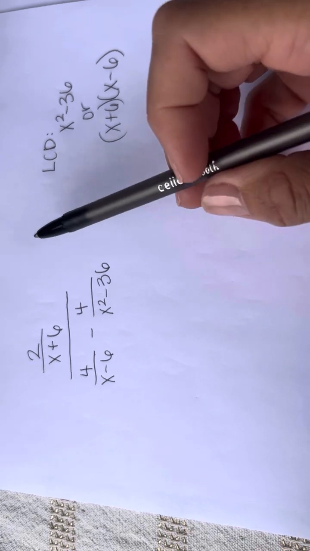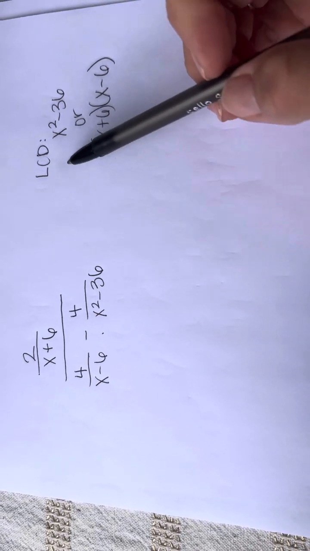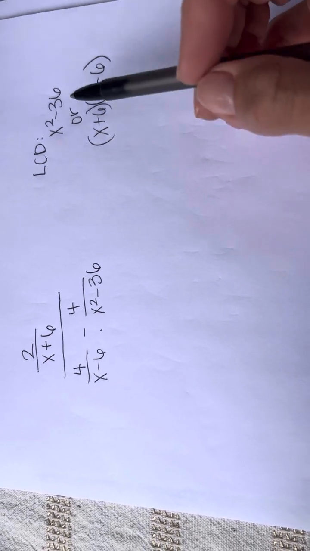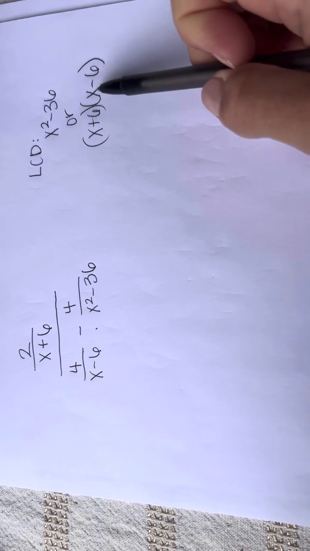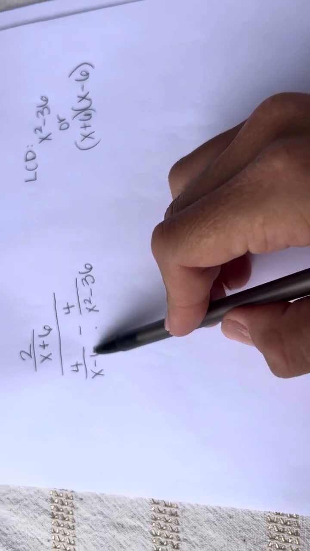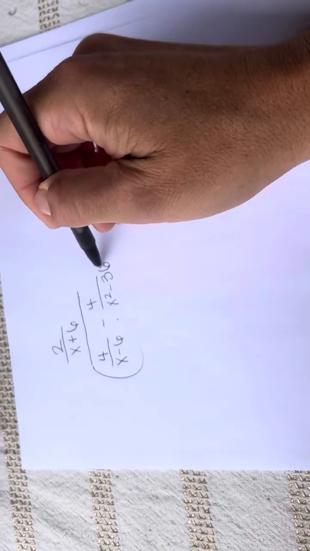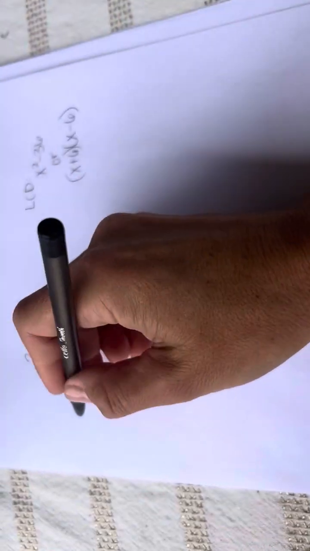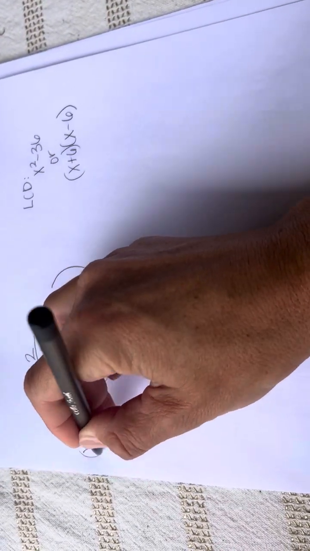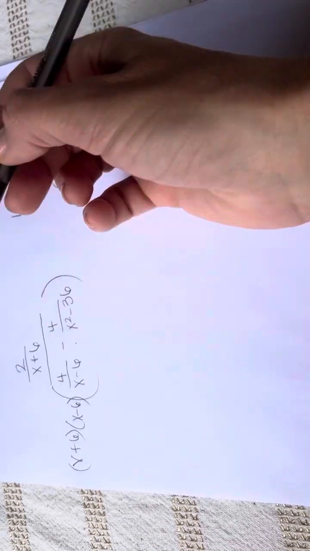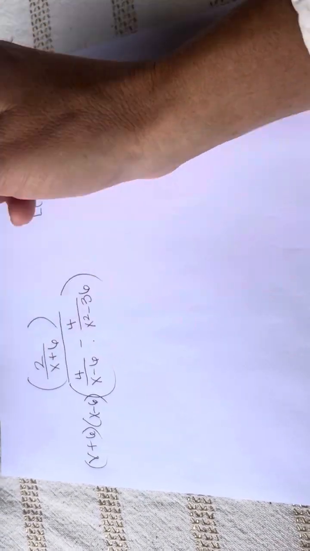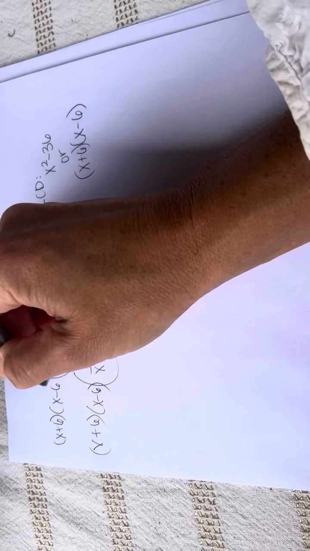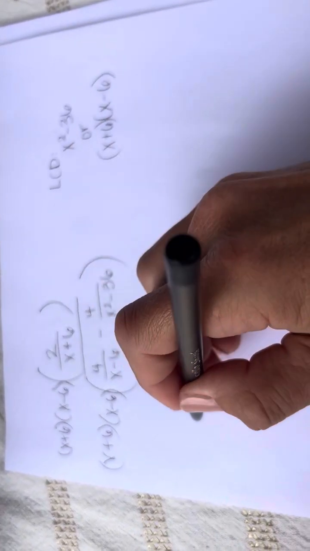Okay, so we're going to multiply the numerator and denominator by our least common denominator. Okay, well, that is going to be the x squared minus 36, or x plus 6 times x minus 6. Okay, so here, we're going to multiply this whole thing by x plus 6 times x minus 6. Okay, and the same goes for our numerator. Okay, and then we will just simplify.